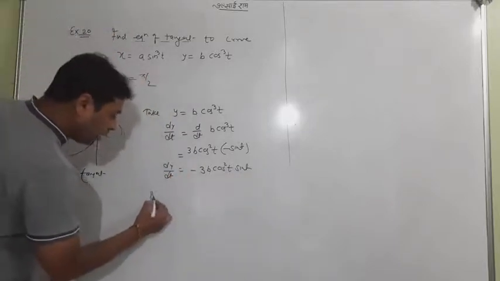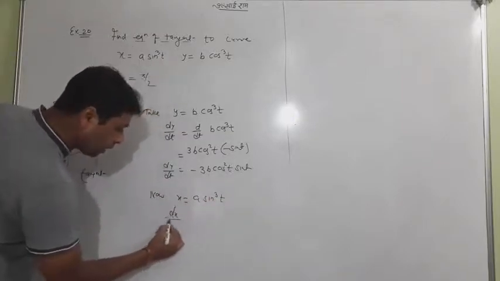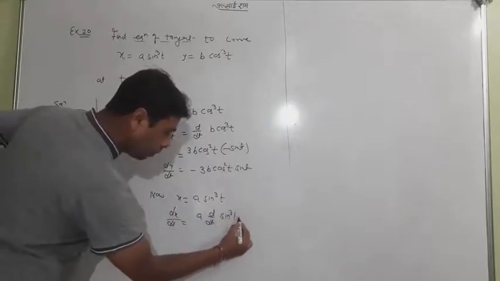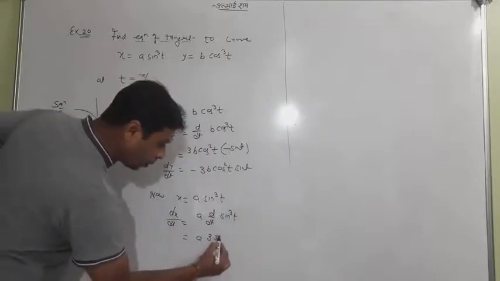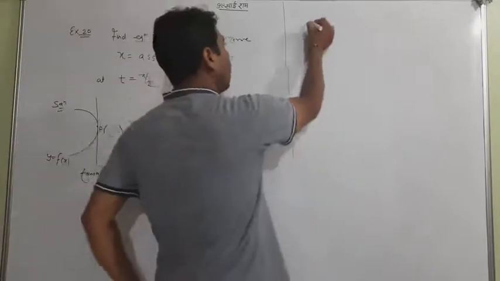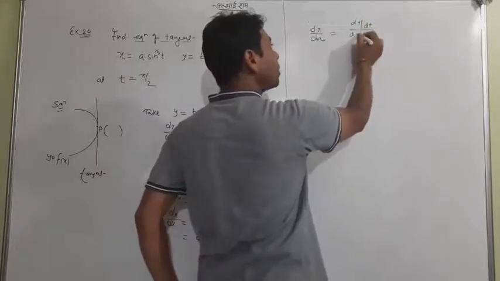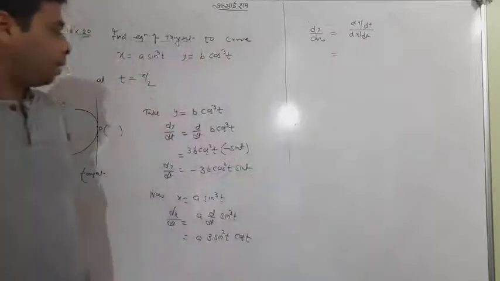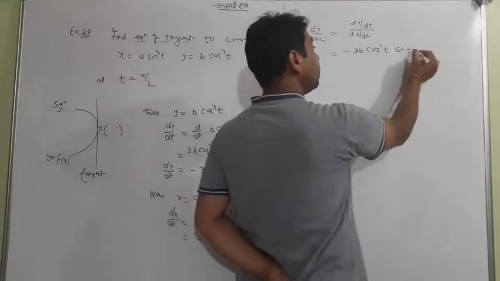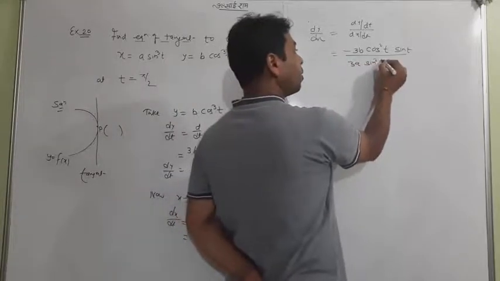Now x is equal to a sin cube t, dx by dt. a is a constant value, d by dt of sin cube t. Sin cube t has a differentiation 3 sin square t, and sin t has again a differentiation cos t. So overall you have got dy by dx now, dy by dt upon dx by dt, and I will divide. So dy by dt is itself minus 3b cos square t and sin t, and whole upon 3a sin square t and cos t.